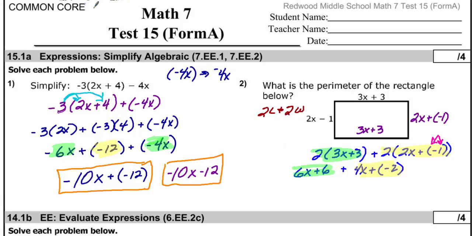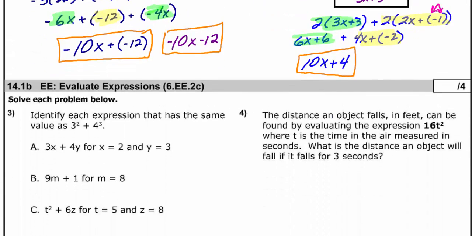And then the final step is put the similar things together. So I've got 6x's and 4x's. That gives me 10x's, plus I have 6 1's and negative 2 1's. 6 plus negative 2 is 4. My final answer is 10x plus 4. All right, again, match that up with yours. If you have any questions, write them down, bring them to class.